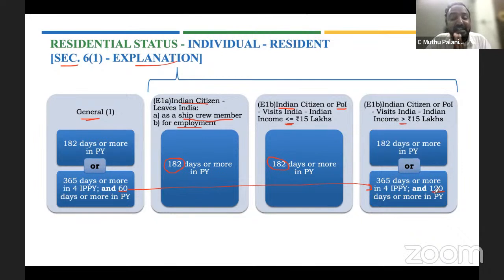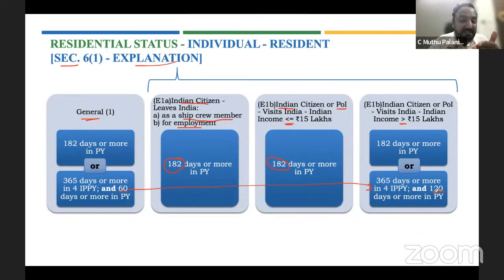So these are the 3 exceptions to your basic condition. If you are satisfying any of these, you will be called resident. If you are satisfying none of these, then you will be called non-resident. So this is what your residential status is all about. Now we know whether a person is resident or non-resident.